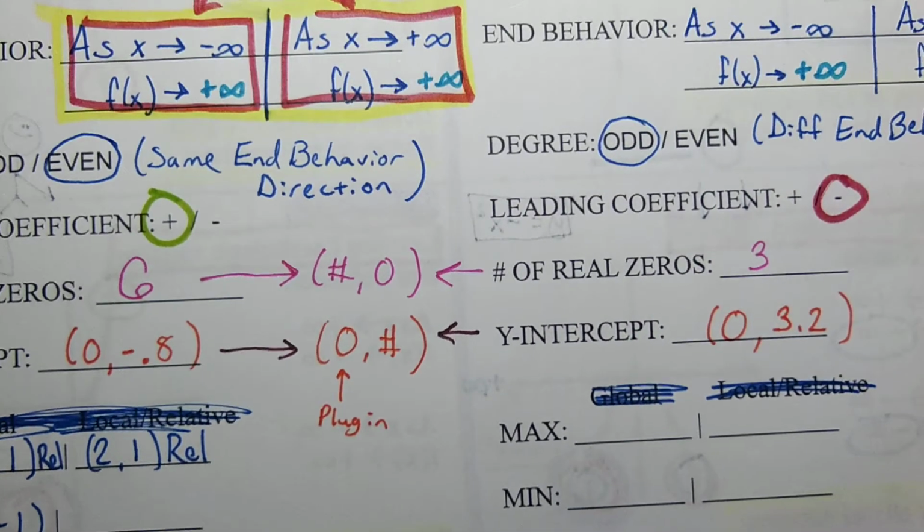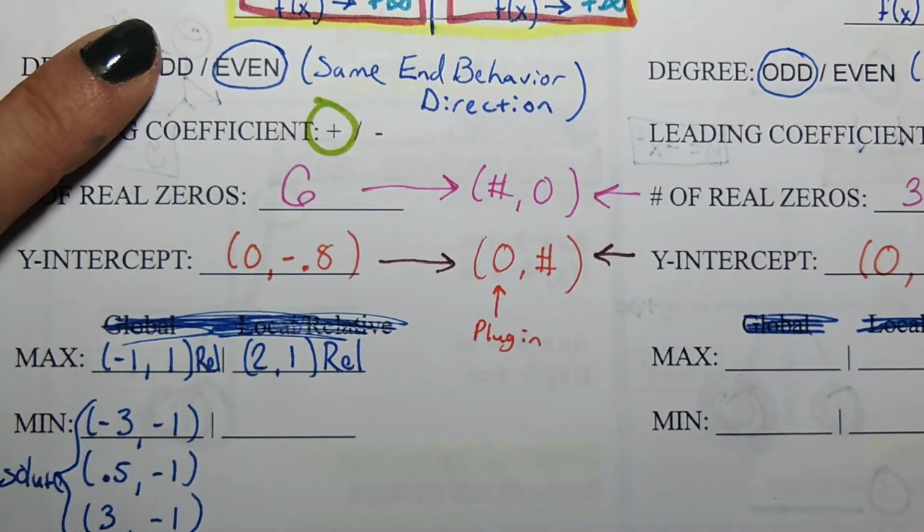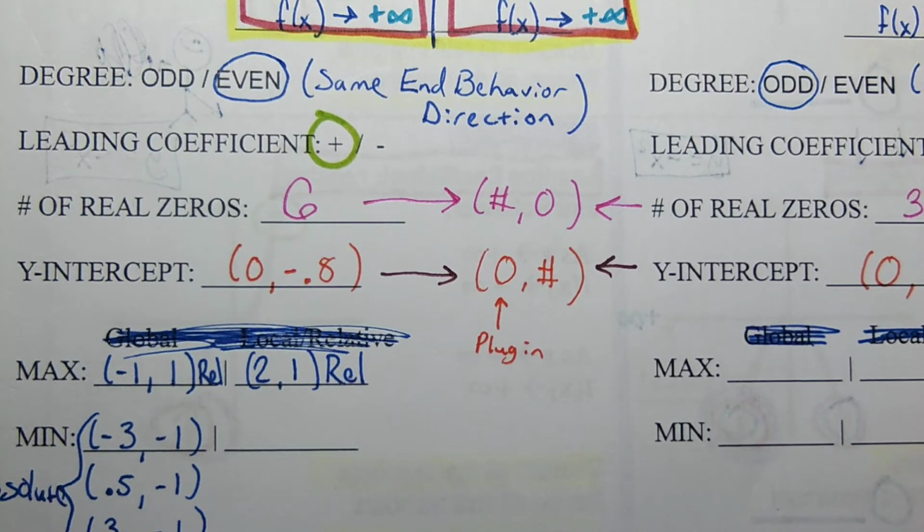Let's go ahead and look at our next one. I'll leave this up here for a moment. Folks, I want you to look at the maximums of this graph first. See if you can classify it as absolute or relative.